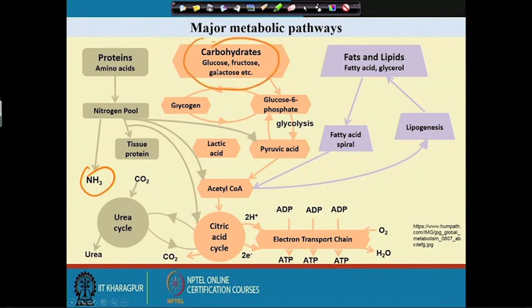This carbohydrate, basically glucose, fructose and galactose, takes part to form glucose 6-phosphate, then through the glycolytic pathway it produces pyruvic acid. This pyruvic acid is then passed through the TCA cycle, or citric acid cycle, and it produces carbon dioxide and water, and we get a lot of energy. We produce ATP through the electron transport chain, for which oxygen is required. So, two major products we have, carbon dioxide and water. And in the case of fats and lipids, we have fatty acids and lipogenesis, both taking place in this particular system.